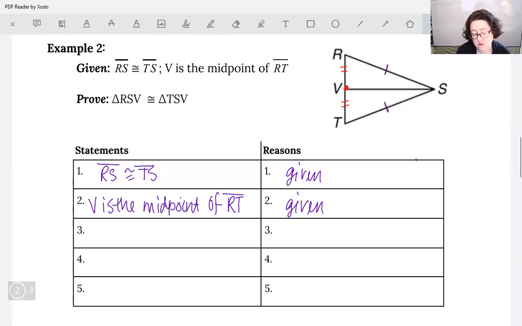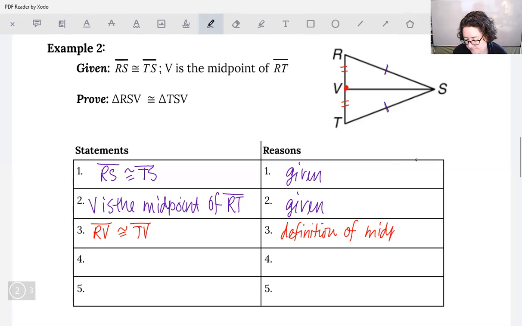So let's go ahead and state our congruent segments. RV is congruent to TV. And again, we just used what we knew about midpoint. Anytime you're doing that, you can write it as definition of midpoint. Alrighty, so what else can we figure out? Again, we're going to need some extra piece of information. We only have 2 pieces of info so far.